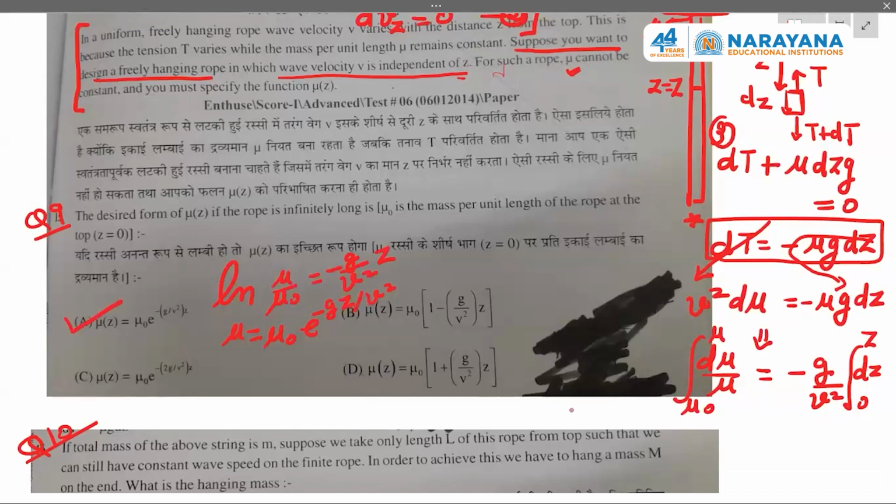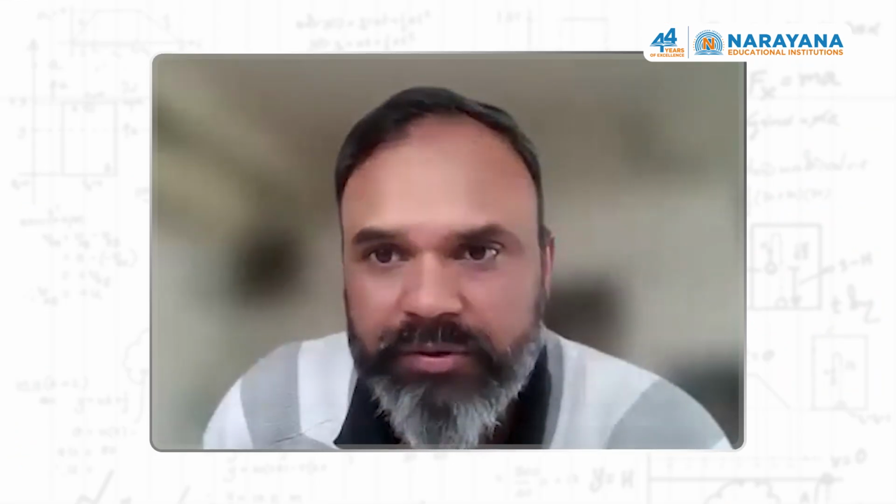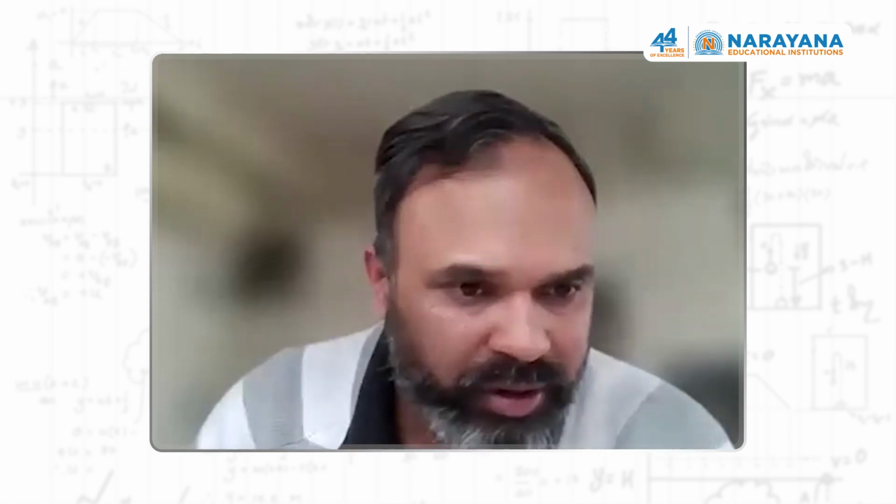So that was part A. Now he wants to make changes in the same problem. He says, if the total mass of the above string is m, that we can find. Right? This is exponentially decaying. So even if you go from 0 to infinity, it will have a finite mass. That mass is m.